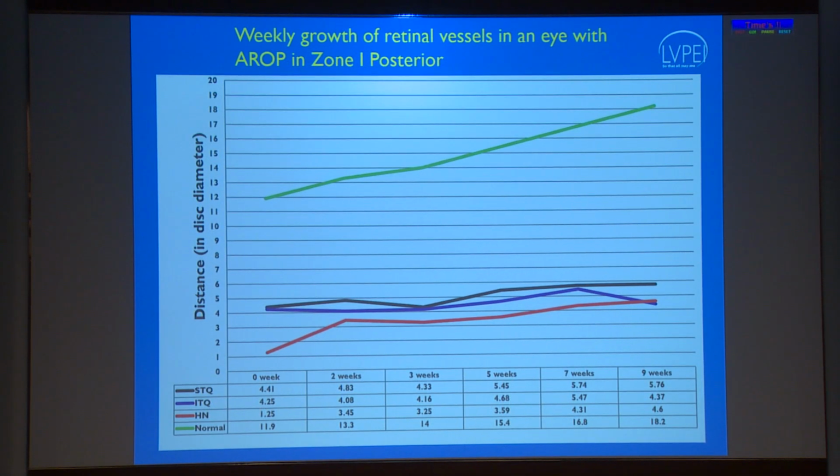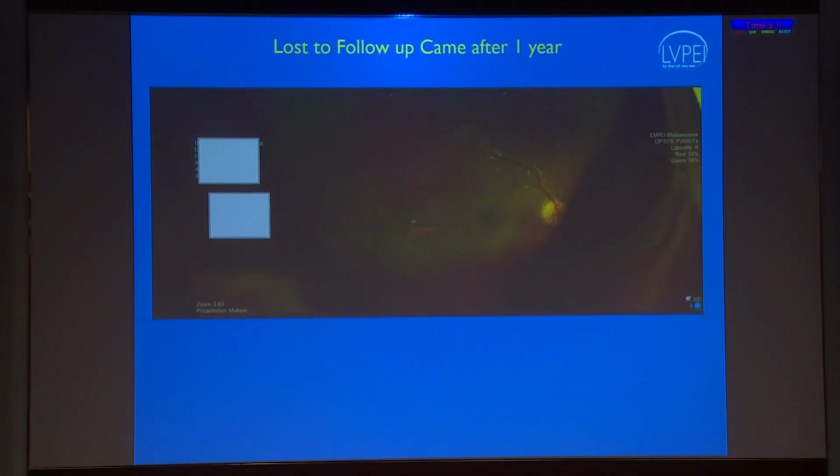So just for example, you can see a case of ROP, normal, no ROP. You can see that this is the graph showing the normal retinal vascular outgrowth, but in AROP, aggressive retinopathy of prematurity, almost the growth is flat. This is again another case. You can see that post anti-VEGF injection, the blood vessels are not going beyond this.